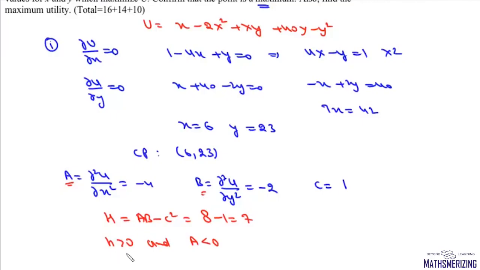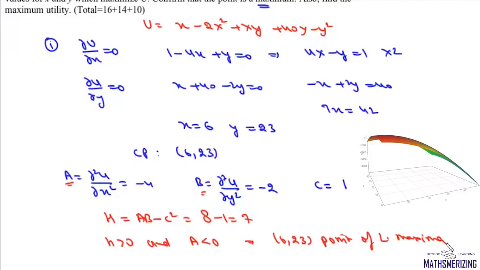Now when h is greater than 0 and a is less than 0, it simply means this point (6, 23) is a point of local maxima. Now we'll need to find its maximum utility. It simply means we have to find the maximum value of u, which we'll get when the value of x is 6 and the value of y is 23.